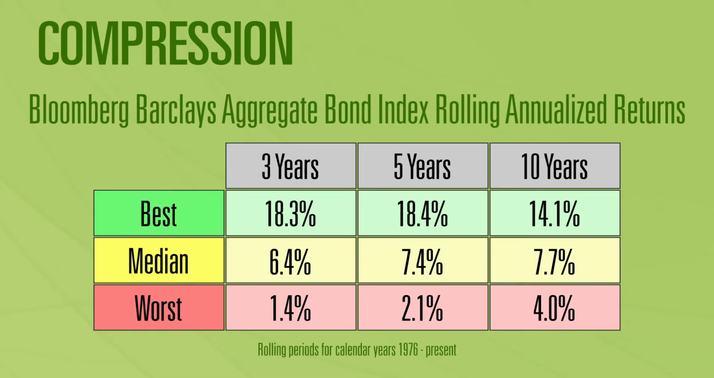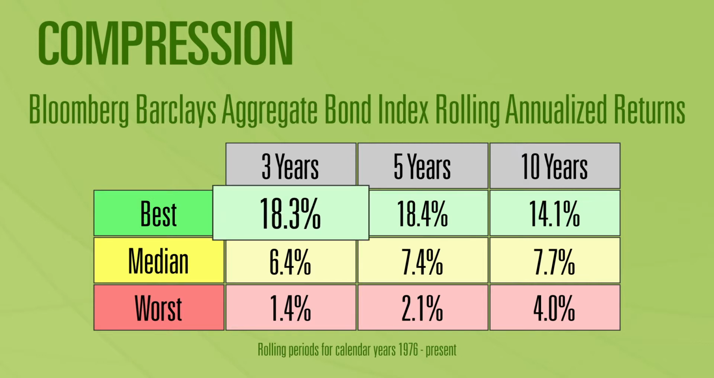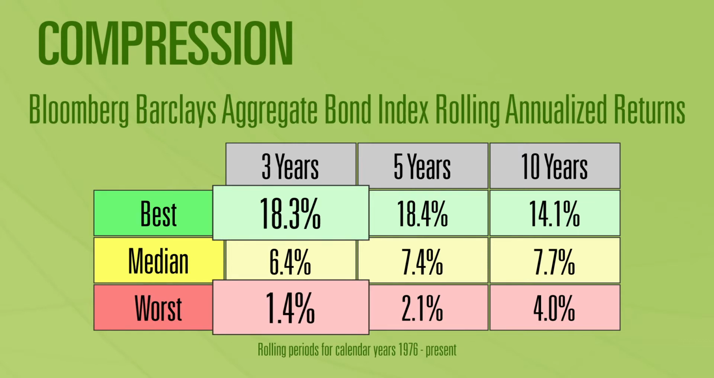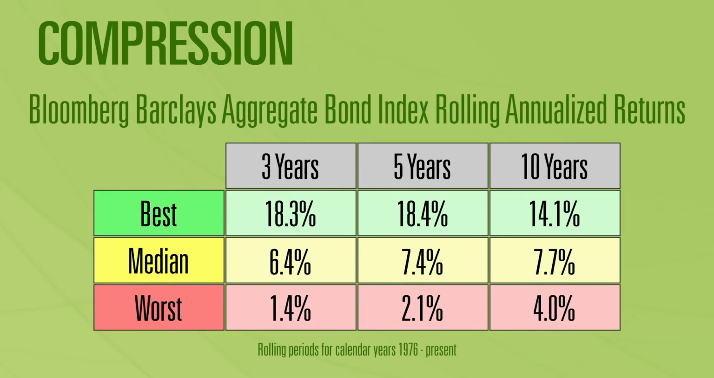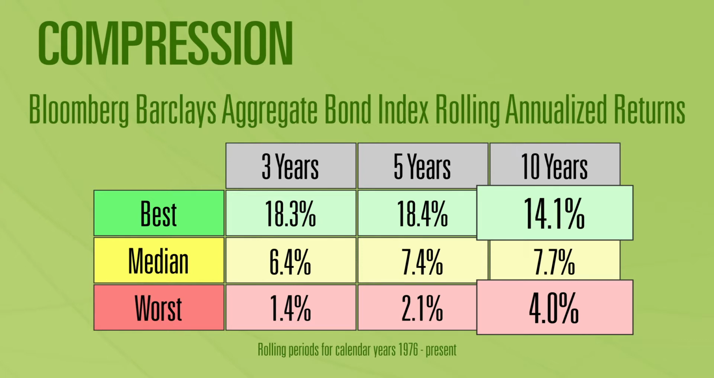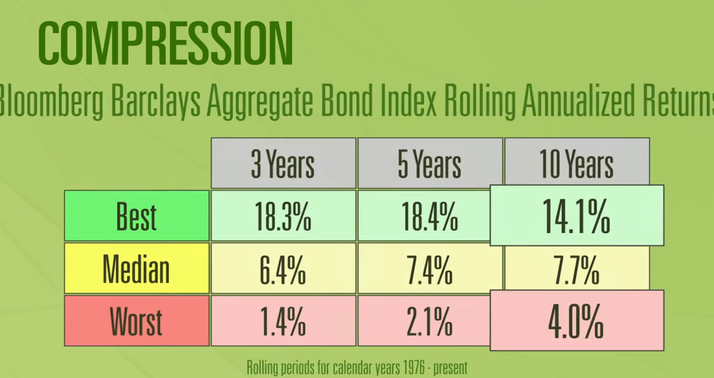This chart shows the impact of time horizon on bonds since 1976, measured by the Bloomberg Barclays Aggregate Bond Index. The best return for a rolling 3-year period was an attractive 18.3%, and the worst return was 1.4%. For rolling 10-year periods, the best and worst returns are compressed, ranging from 14.1% to 4%.